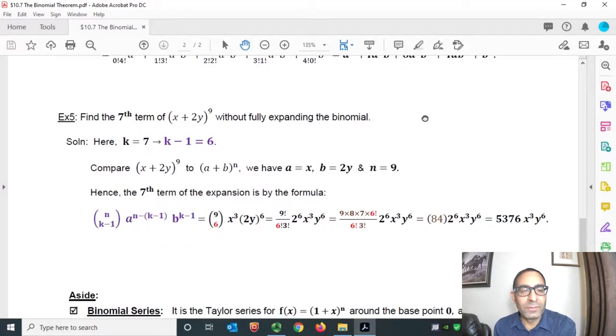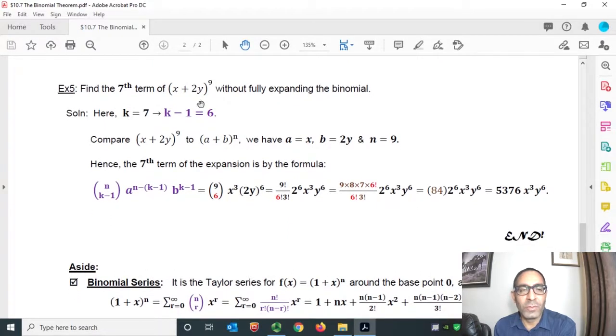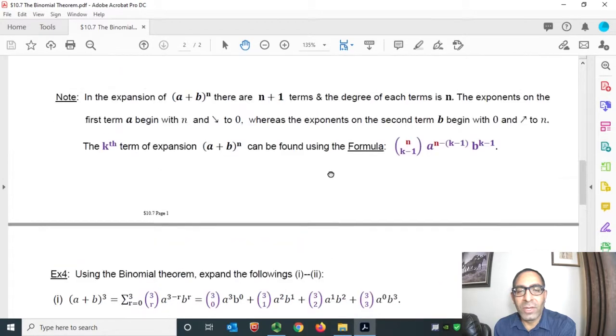Now let's do example 5. Find the 7th term of the binomial x plus 2y raised to the power 9 without fully expanding the binomial. So, solution. Here I'm going to use this formula. Let me show you the formula here. The kth term of the expansion of the binomial a plus b raised to the power n can be found using this formula here. N choose k minus 1 times a raised to the power n minus k minus 1 times b raised to the power k minus 1.